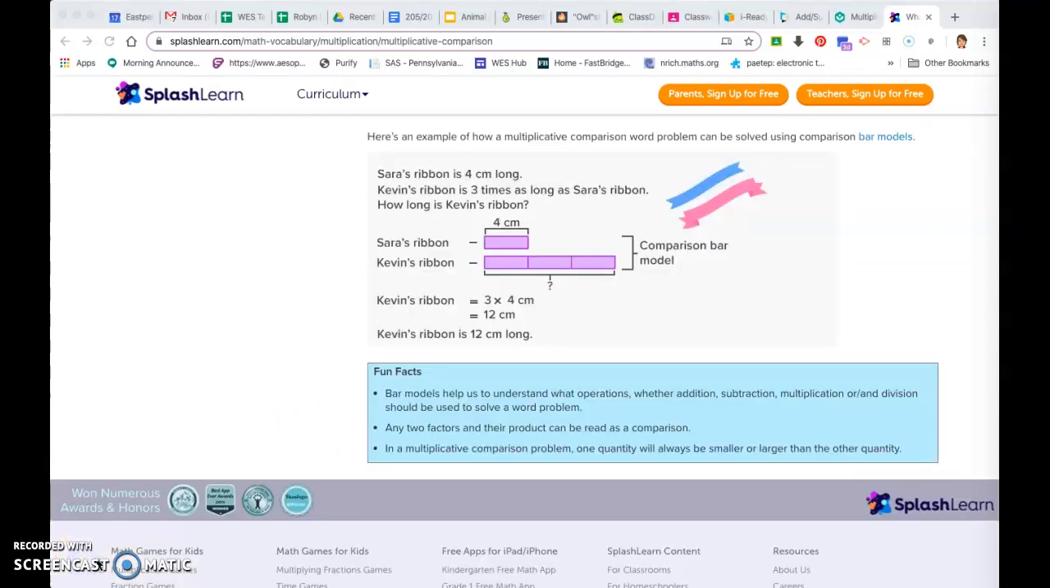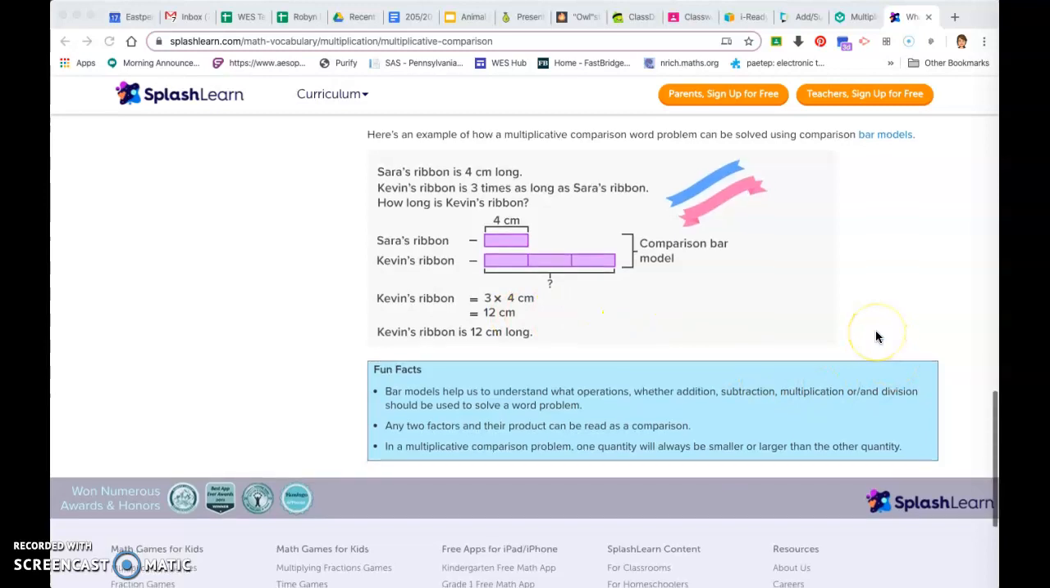Here's an example of how a multiplicative comparison word problem can be solved using comparison bar models. Sarah's ribbon is 4 centimeters long. Kevin's ribbon is 3 times as long as Sarah's ribbon. So for Sarah's ribbon, we can use one part of our bar model to show 4 centimeters. If Kevin's ribbon is 3 times as long, we're going to need 3 of those pieces. Each of those pieces is 4 centimeters, so 3 times 4 centimeters equals 12 centimeters. So Kevin's ribbon is 12 centimeters long.